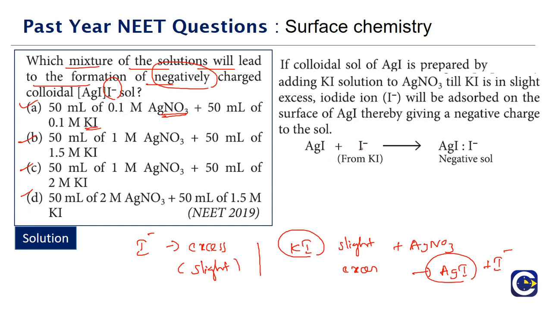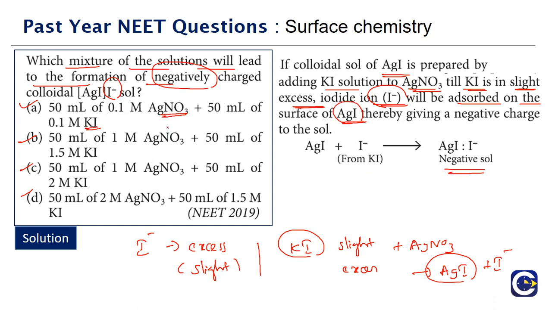So the idea is, if we are preparing a colloidal sol of AgI by mixing KI solution with AgNO3, the KI should be in slight excess. As a result of this, the I- ions will be adsorbed on the surface of AgI formed, and we will be getting the negative sol.